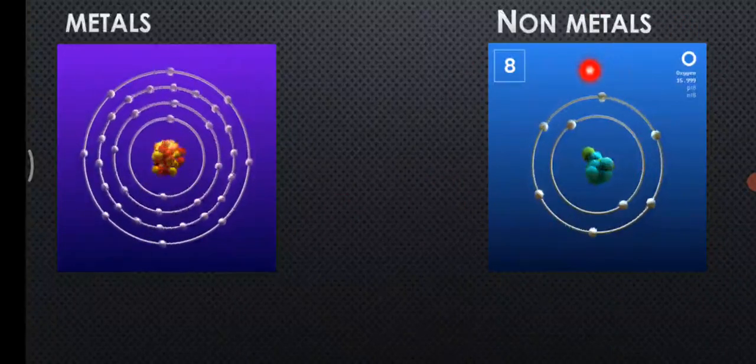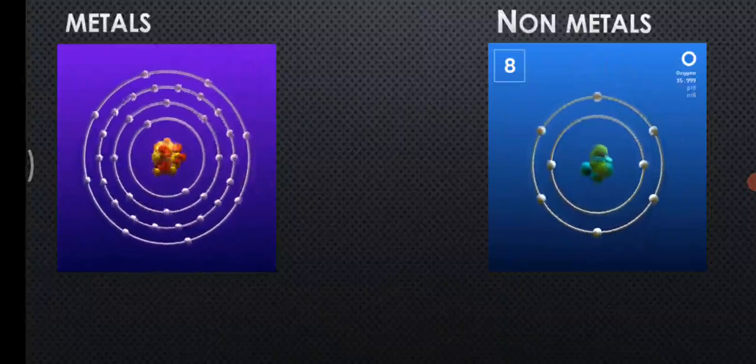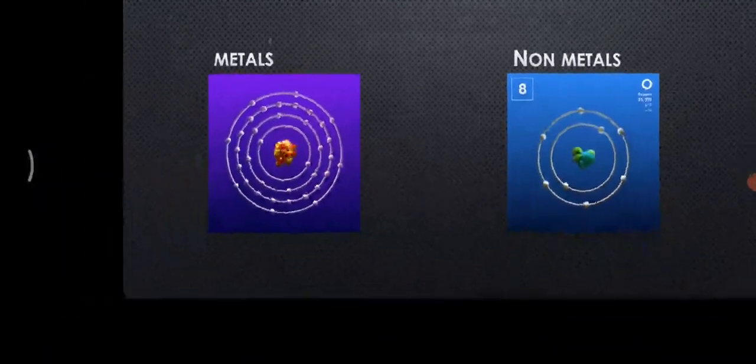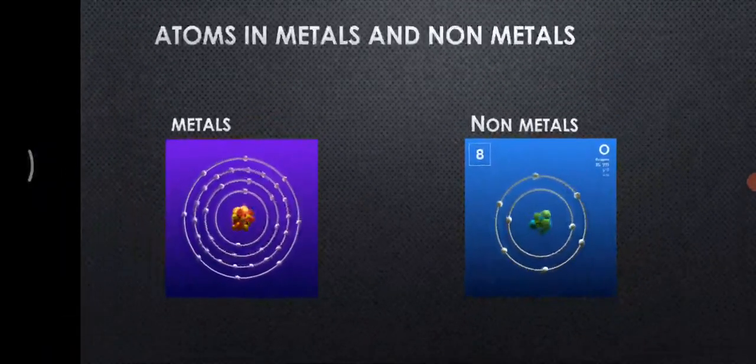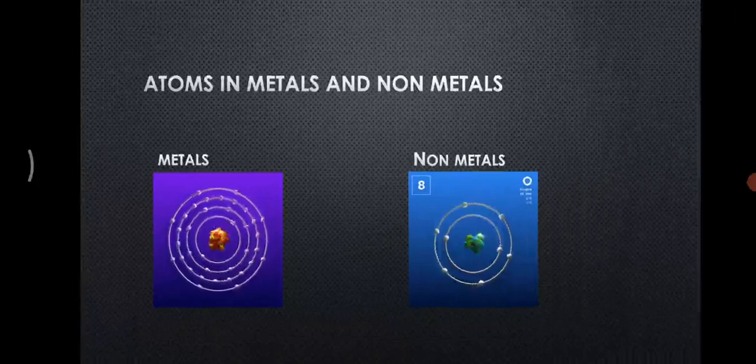Okay, you have to remember, children. That's why non-metals will not conduct electricity, whereas metals are going to conduct electricity. So this is how metals are conductors and non-metals are insulators. They will not conduct electricity. Okay, this is all about metals and non-metals.